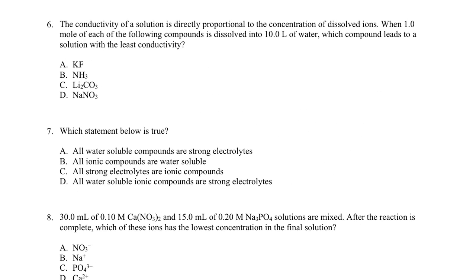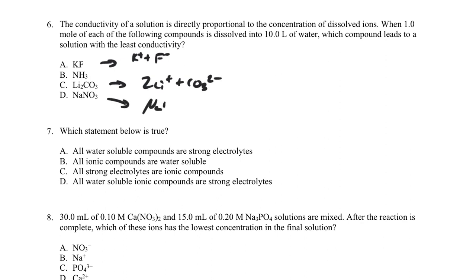So the conductivity of a solution is proportional to the number of dissolved ions. A mole of each of the following compounds is dissolved into 10 liters of water. Which compound leads to a solution with the least conductivity? Well, let's ask this. Which solution do you think has the highest conductivity? Which solution here has the most ions? The KF solution is K plus and F minus. The lithium carbonate is 2 lithiums and a carbonate.